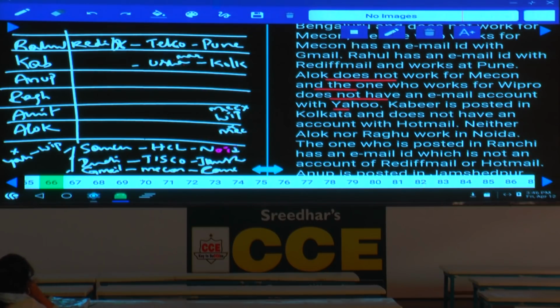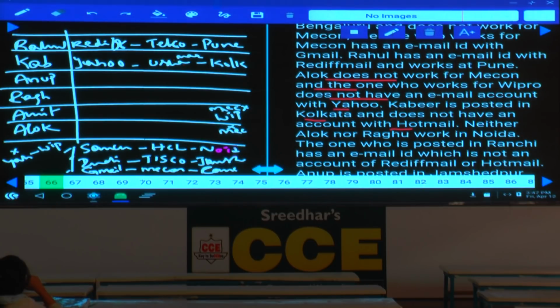And for this Anup, Anup can be either Yahoo or what is the other thing left over here? Then Kabir is posted in Kolkata and does not have an account with Hotmail. Now this person does not have an account with Hotmail as well. Hence Hotmail is also ruled out. Then what is the only thing left out for this Kabir? Kabir is Yahoo, isn't it? As this Kabir is Yahoo, this is also finalized here.